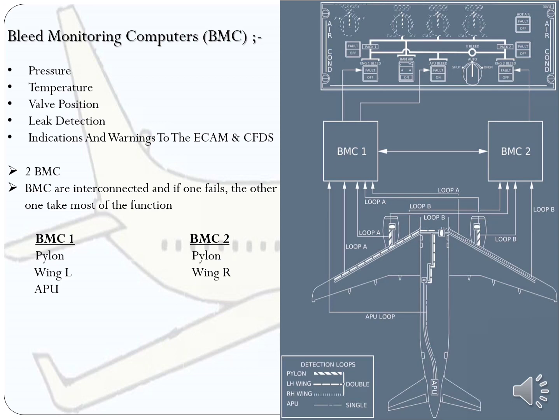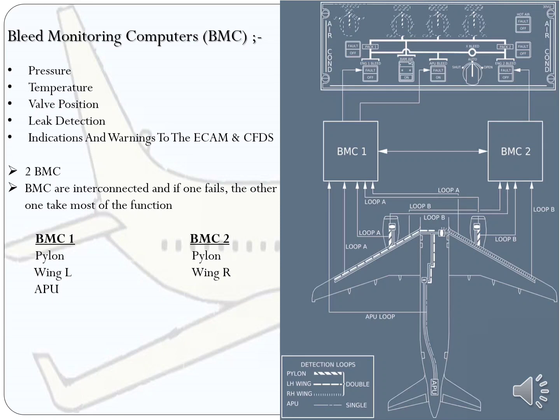In Airbus 320, most of the systems are controlled and monitored by computers. Even the pneumatic system is controlled and monitored by the BMC, that is bleed monitoring computer. Normally the function of this computer is to control and monitor air pressure, air temperature, valve position, leak detection, and all this information is given to ECAM, that is electronic centralized aircraft monitoring, and CFDS, that is centralized fault display system. There are a total of 2 BMCs. In normal operation both are active independently and both are interconnected. Suppose one BMC fails, the other one takes care of most of the functions but not everything.